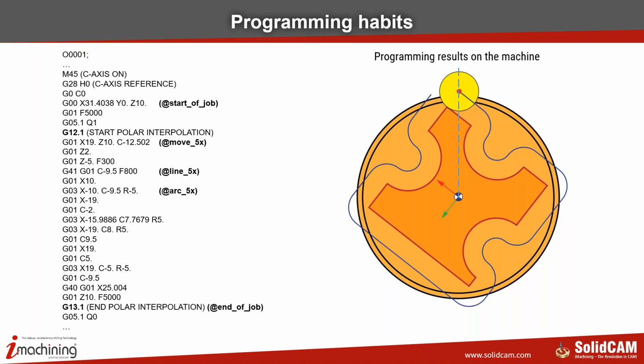Now there is a few problems with this, guys. Also, here I just mentioned that we have the line 5 axis, arc 5 axis. There is also another, move 5 axis, but with feed 5000. And inside the end of polar interpolation, we have end of job. Now there is 4 main disadvantages of this. As you can see, the coordinate system here rotated, and it will rotate all the time while the part is rotating. And the first thing is that preposition take unnecessary movements.